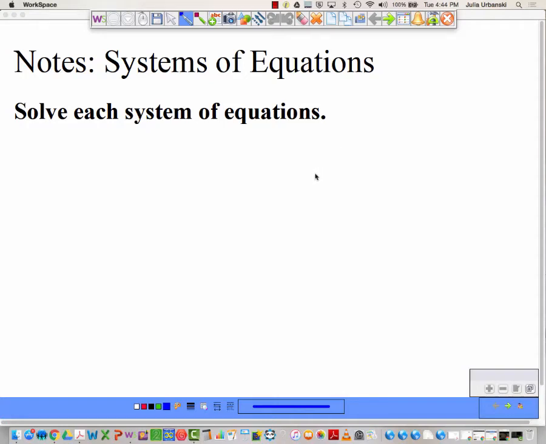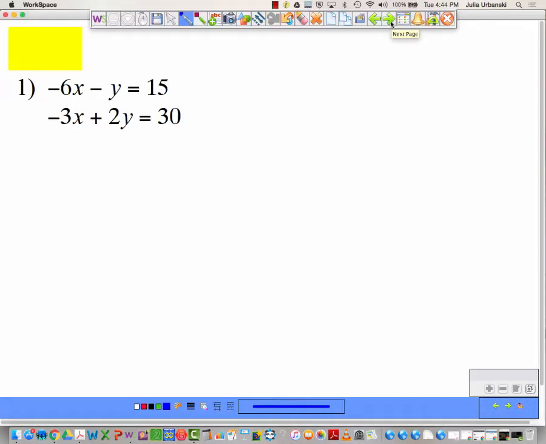Turn to the last page of your notes and find what you see right here. Make sure you're finding the page that says notes, not the one that says practice, because the practice side will be for your homework. So today we're going to be reviewing solving systems of equations where there's more than one equation in your problem. Looking at number 1.